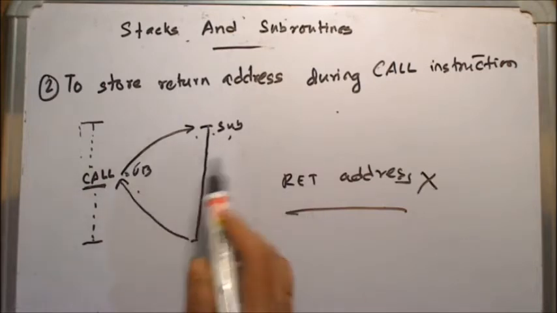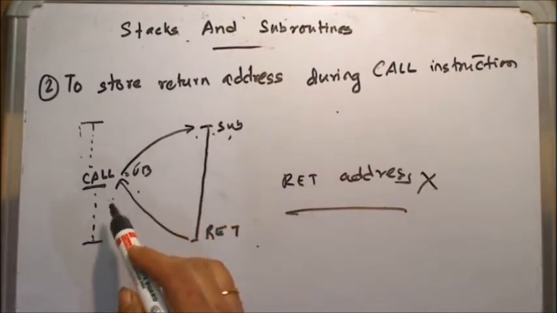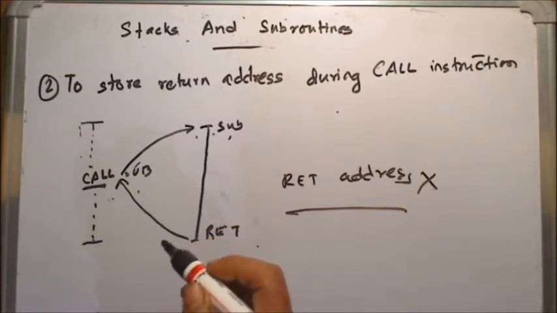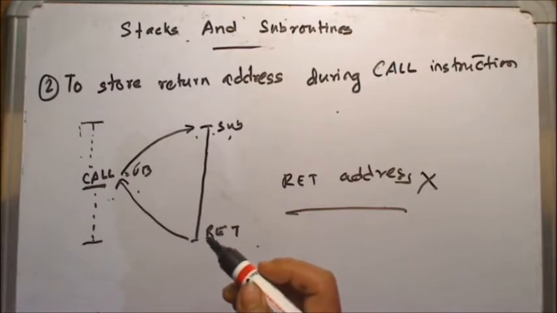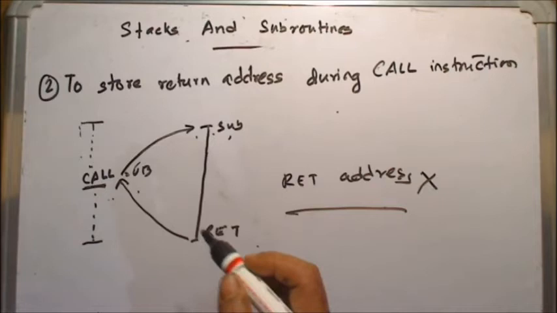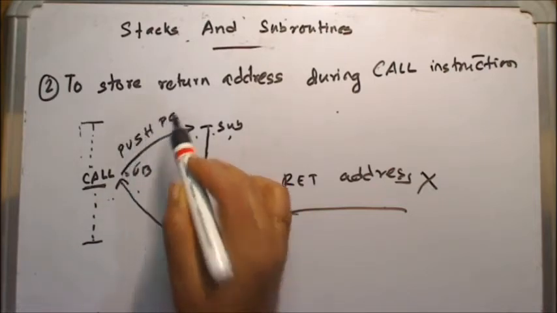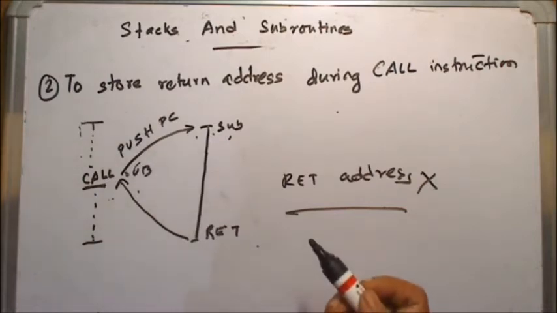So before going to the subroutine, the microprocessor will store the return address somewhere else. Where does the processor store the return address? The microprocessor stores the return address into the stack. It will just push the PC into the stack. That means the return address will be stored at the top of the stack.